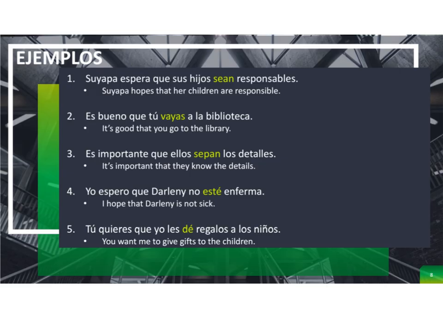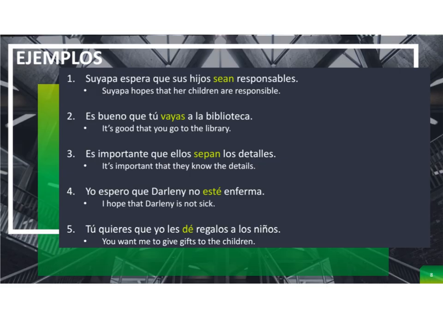The last one, tú quieres que yo les dé regalos a los niños. You want me to give gifts to the children. And again, this is a pretty obvious one of why the subjunctive is used for the verb dar. We conjugate it to dé because you want me to buy gifts for the children, but that doesn't necessarily mean that I am going to. So you've got to use the subjunctive. And that's all I have for you guys today.